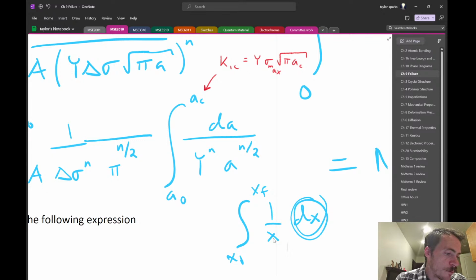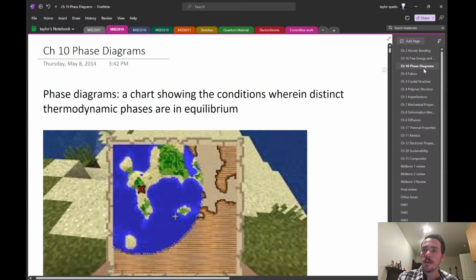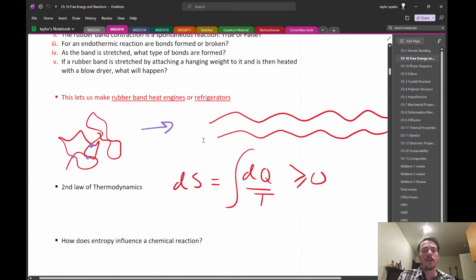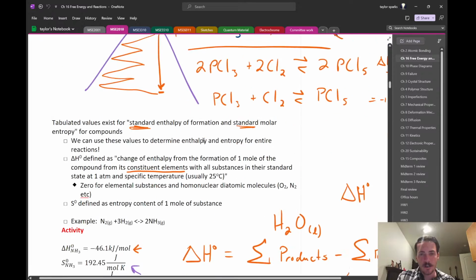Any other graphs that we should know how to interpret? No. Can you go over Gibbs diagram with derivatives? Yeah, we can do that. Let's hop over to chapter 10. No, chapter 16, excuse me. Chapter 16 is where we learned about thermodynamics in general.